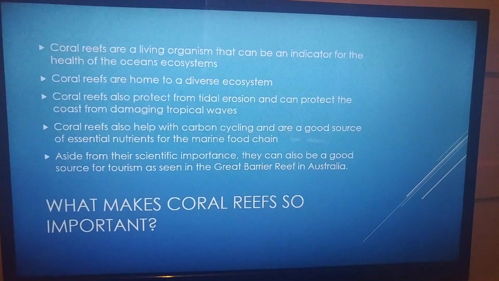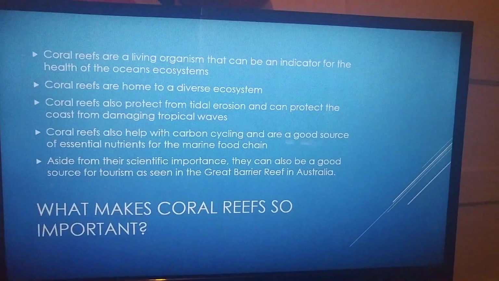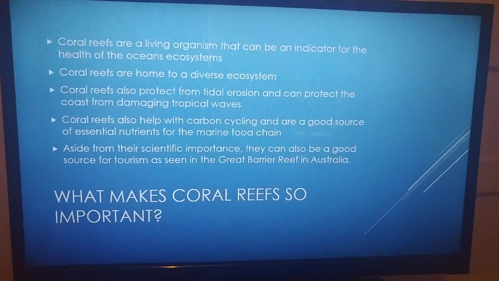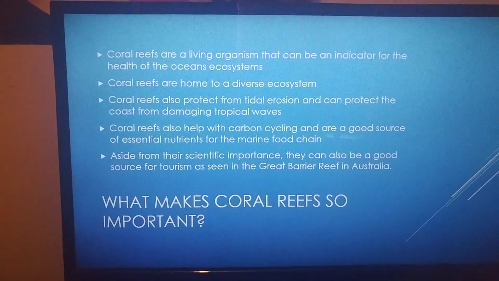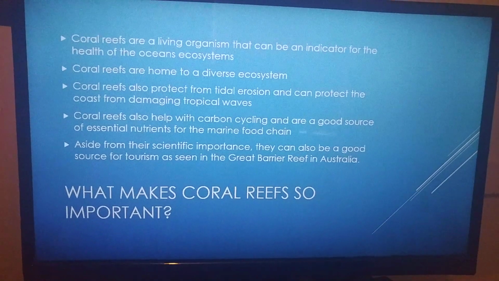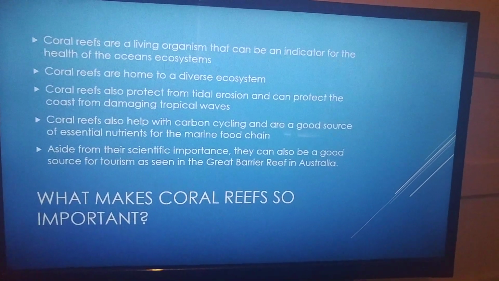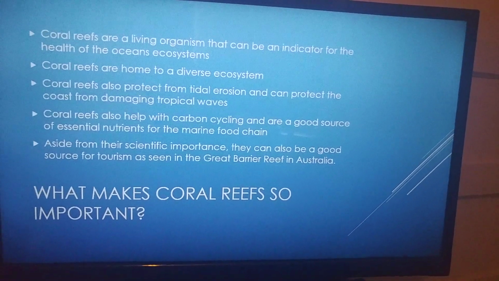Coral reefs also protect against tidal erosion and can protect the coast from damaging tropical waves. So if a hurricane were to come through, it can kind of stop those waves from happening. Coral reefs help with carbon cycling, are a good source of essential nutrients for the marine food chain. And aside from their scientific importance, they can also be a good source of tourism, as seen in the Great Barrier Reef in Australia.